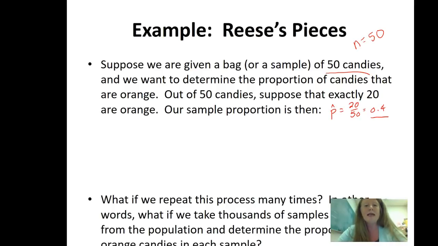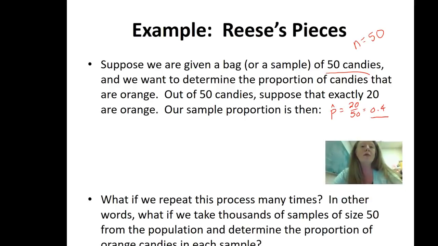Okay, so the idea now is that, again, we just have our one sample, but we need to imagine, what if we repeated this process many times? What if we took many samples of size 50 from the population, and each time we figured out a sample proportion? We did this over and over again, and then we collected all those sample proportions and graphed those proportions. What would our distribution of proportions look like?